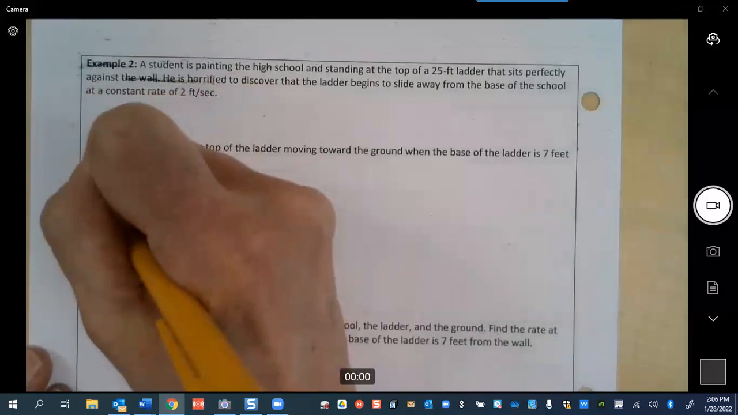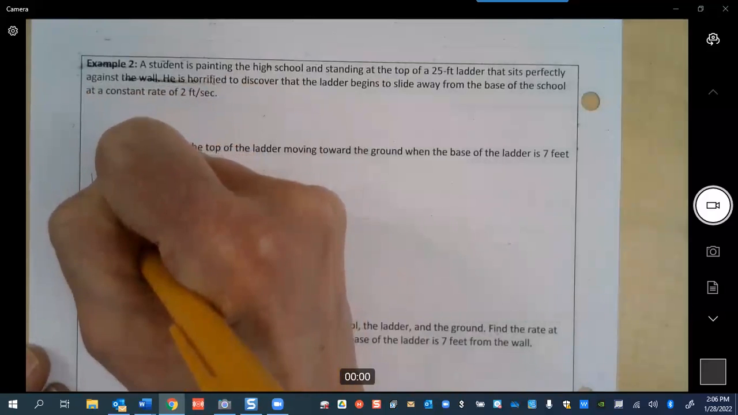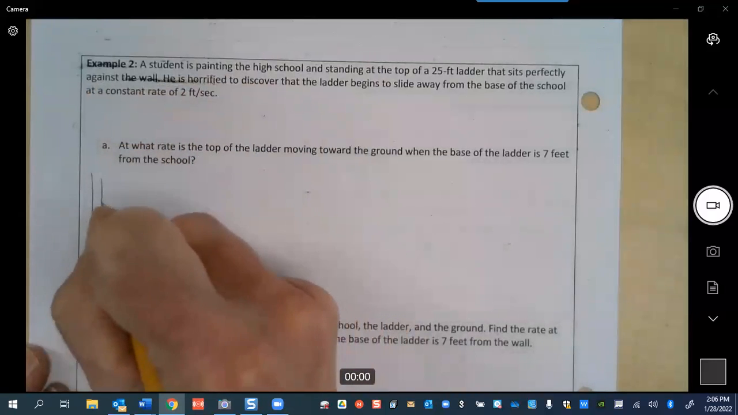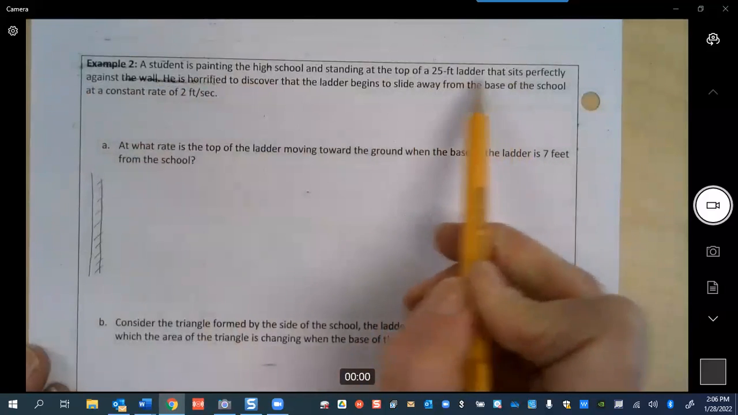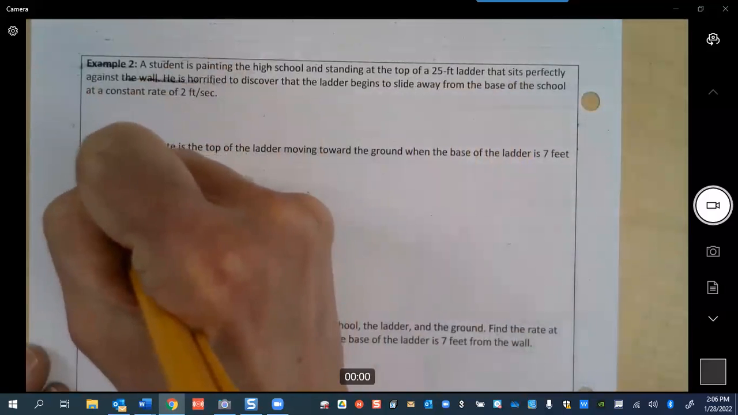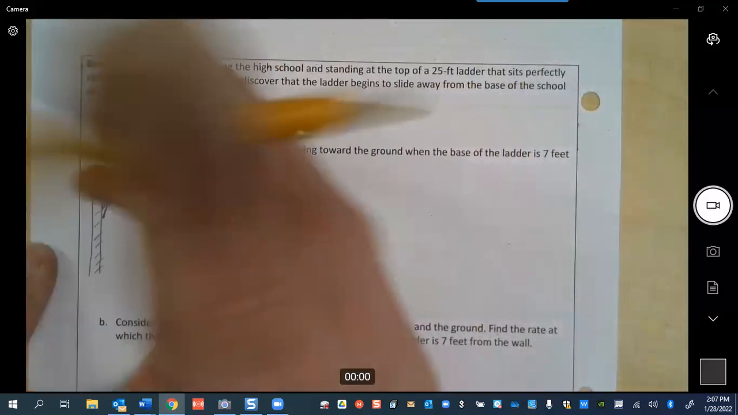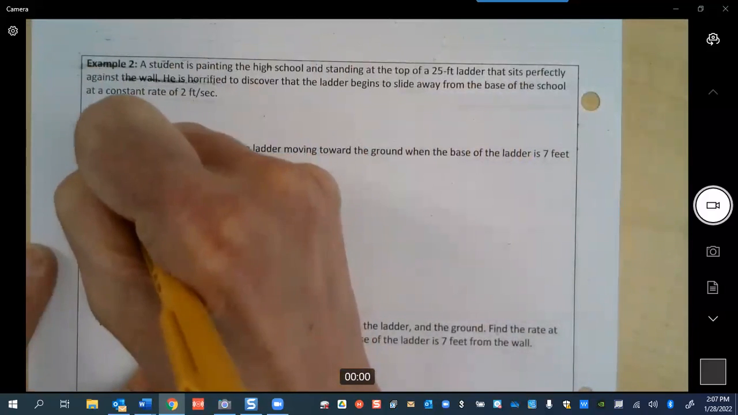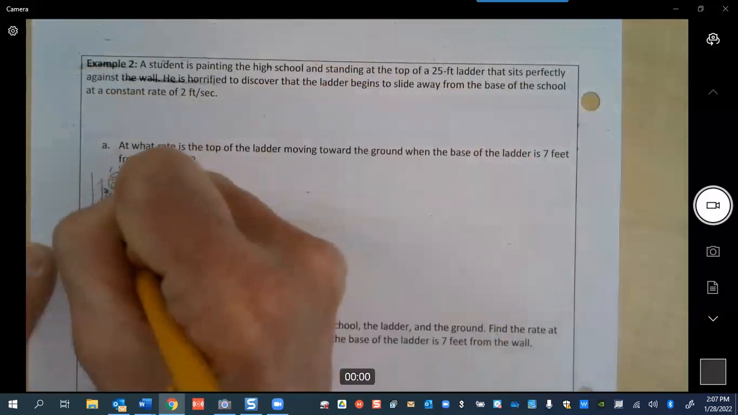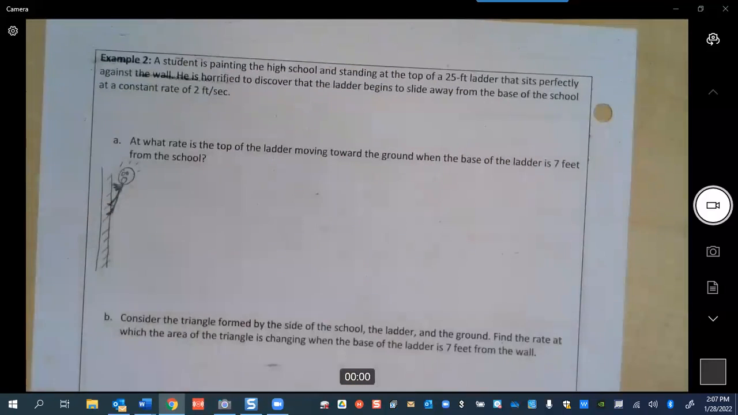Let's draw this. Here's the side of the building. And this guy, for some reason, is on a ladder that's straight up and down. Isn't that what it says? Perfectly against the wall. So here he is hanging on. And we want to make sure we draw this head big enough so we can see the horror at which he's about to realize imminent danger.